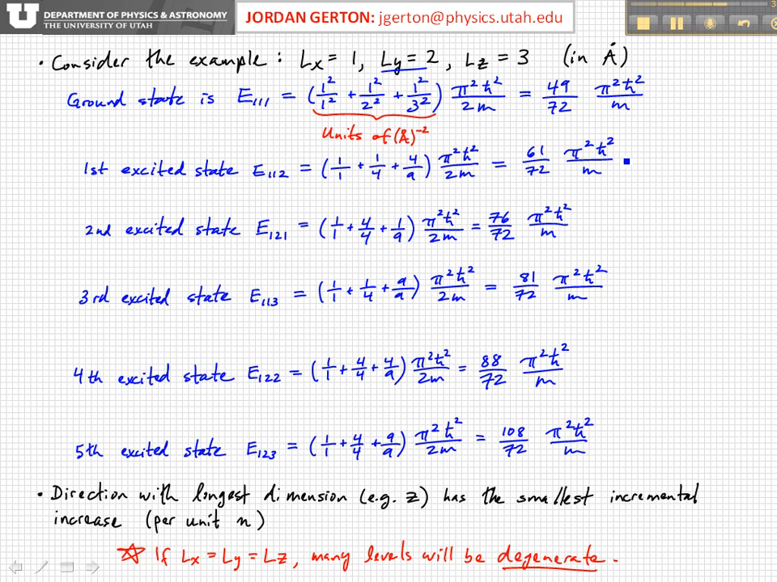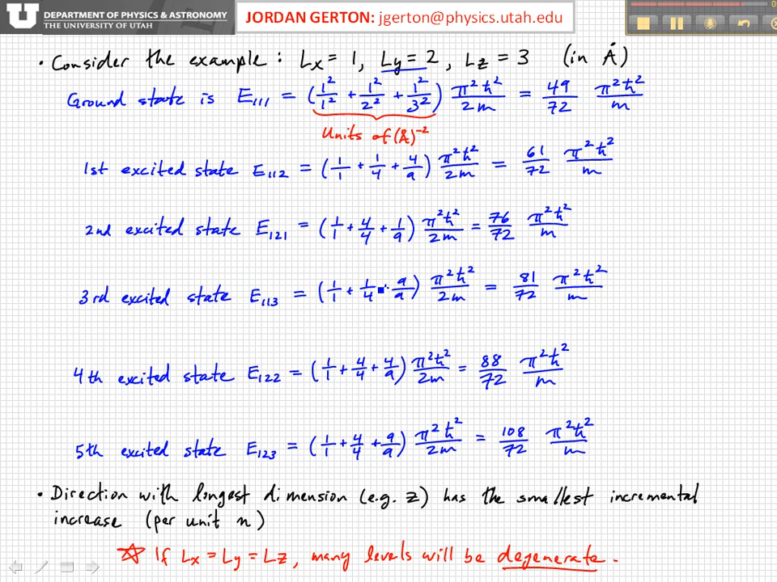Well, we can imagine we have two choices. We can increase in the z direction again from nz equals 2 to nz equals 3, or we can increase the quantum number in the next largest dimension by 1, so we can go from ny equals 1 to ny equals 2, and it turns out that gives you the next one, the second excited state, and when you add that up, you get 76 over 72 pi squared h bar squared over m.